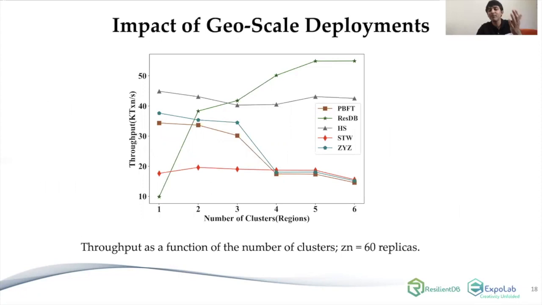In our first experiment, we checked the impact of increasing the number of clusters. We tested with 1 to 6 clusters, and in the whole experiment we ensured that there are at least 60 replicas. Basically, if we are using 2 clusters, each cluster had 30 replicas, and if we are using 6 clusters, each cluster had 10 replicas. Clearly, GeoBFT scales. In fact, GeoBFT gains more throughput because it gets more parallelism as the clusters increase, while other protocols lose performance because of lack of bandwidth.